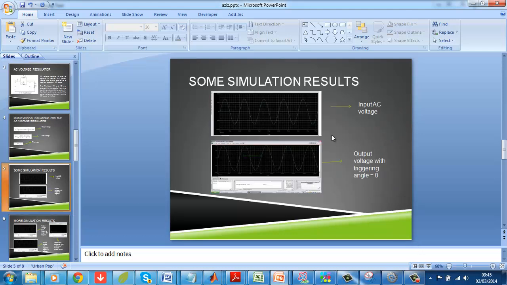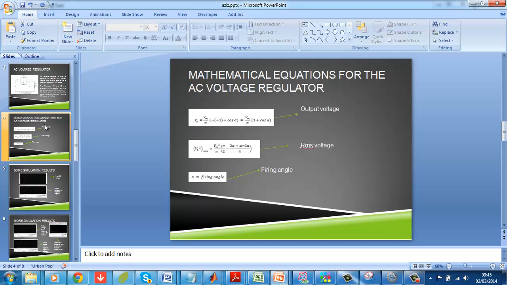Some results are this. This is the AC input voltage. This is normal input voltage. Now, if we set the firing angle to 0, so there is no firing angle, all right. That means the firing angle is 0. All right.